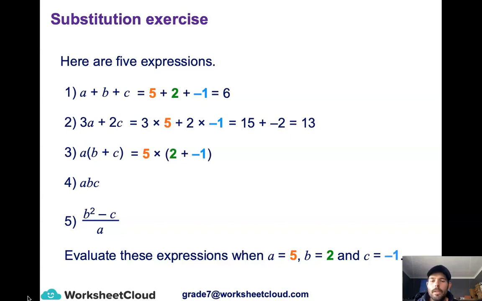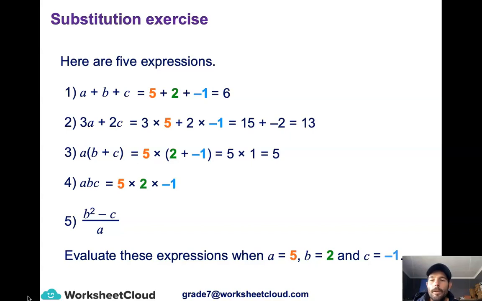Third example, if I substitute the numbers in for those letters, we know that a open brackets b plus c means a times b plus c. And if I substitute those numbers in, first do the brackets, so 2, and that becomes -1 because it's a positive and negative sign together. So the bracket will be 1, and that becomes 5 times 1, which is equal to 5.